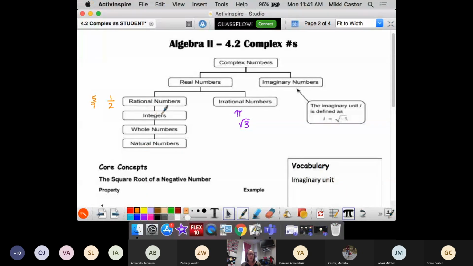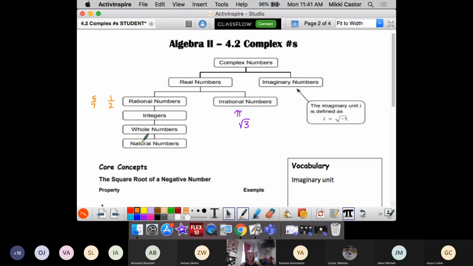Okay, integers are your positives and negatives. Whole numbers, obviously no decimals, no fractions. Natural numbers are 1 to infinity, so just your positives. Whole numbers include 0, natural numbers do not.